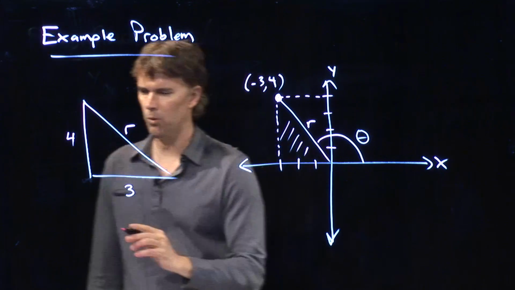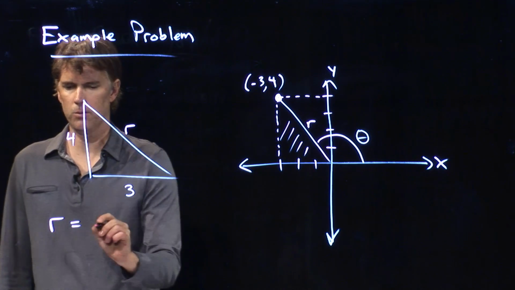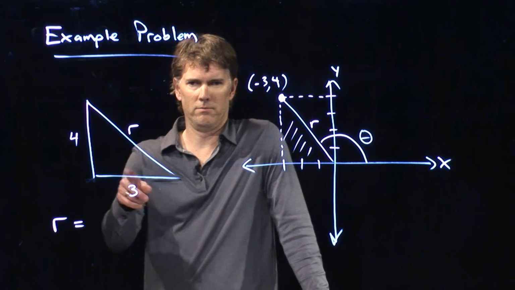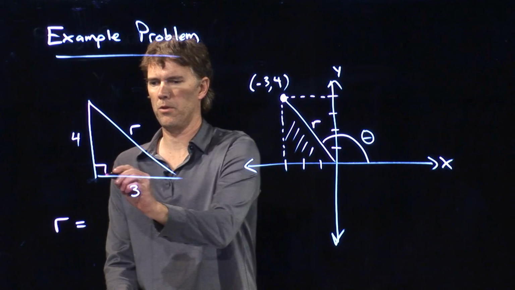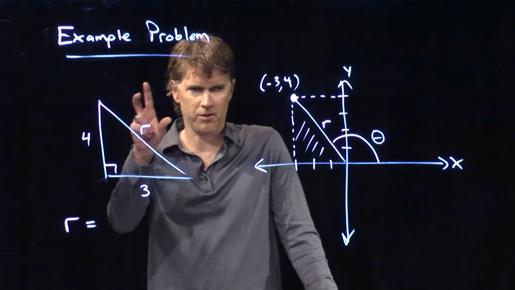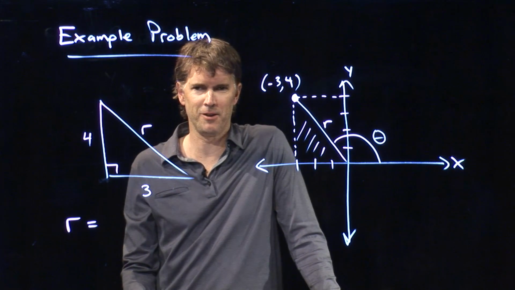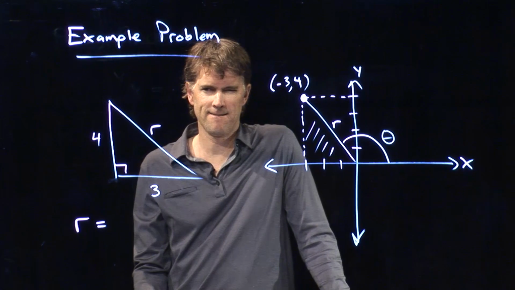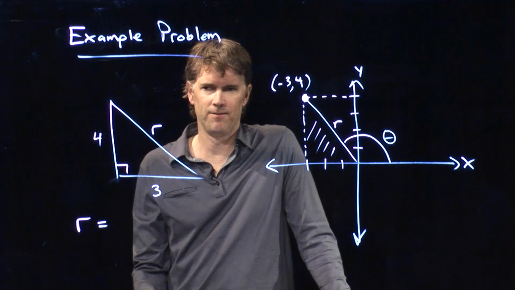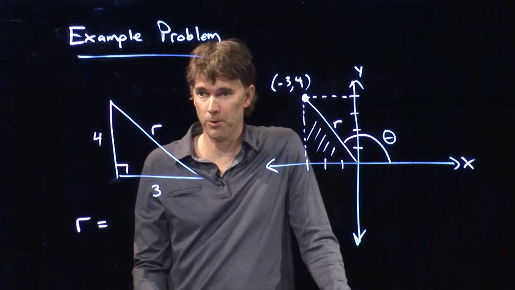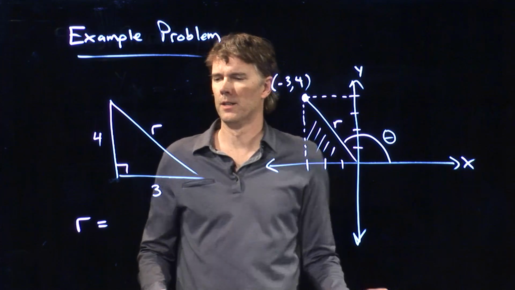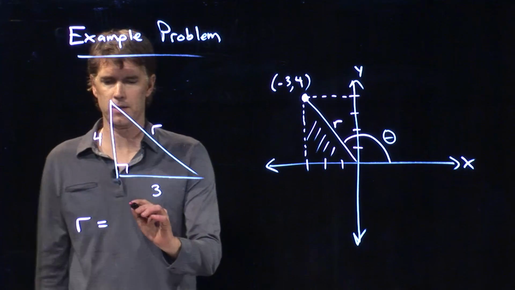So, what does r have to be equal to? Anybody heard of a right triangle that starts with a 3 and then goes to a 4? What's the third side equal to? Anybody know that one? Yeah? 5. It's a 3, 4, 5 triangle. Okay, that's one of those special right triangles.